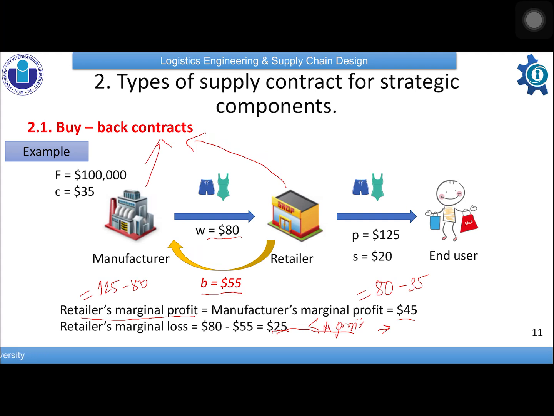How about the manufacturer? What is the manufacturer marginal loss? They buy back at $55, but they can only sell at $20. So the marginal loss of the manufacturer is $35. Now we go to calculate the profit of the retailer and manufacturer when they sign the buyback contract.